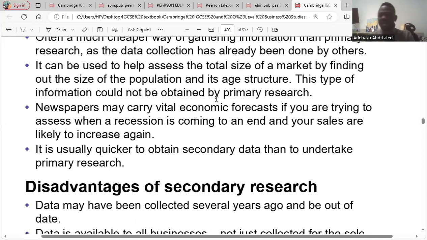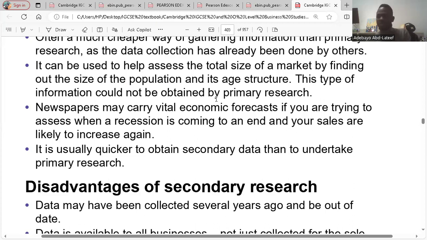The third point, newspapers may carry vital economic forecasts if you are trying to assess when the recession is coming to an end and your sales are likely to increase again. So newspapers will give you information about details, about anything. This type of thing you won't be able to get when you do the research, because they are based on different experiences of the past. Those experiences of the past have been written down, so you can use them to check what is happening right now. Does it correlate? And if it correlates, what happens afterwards?